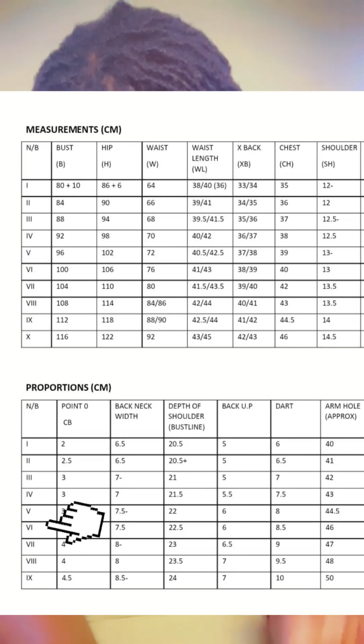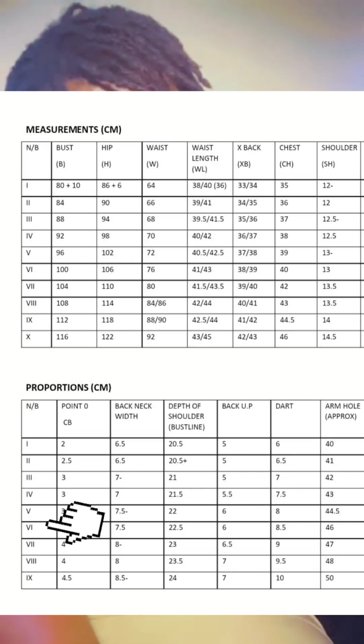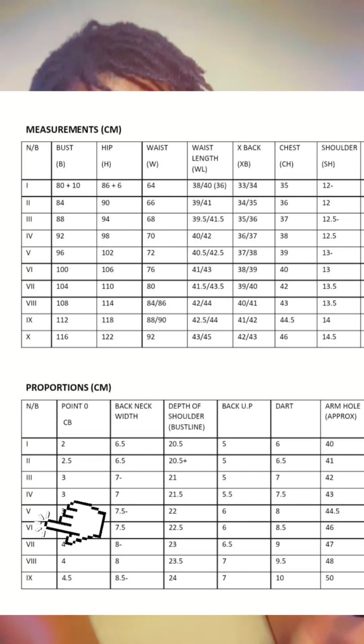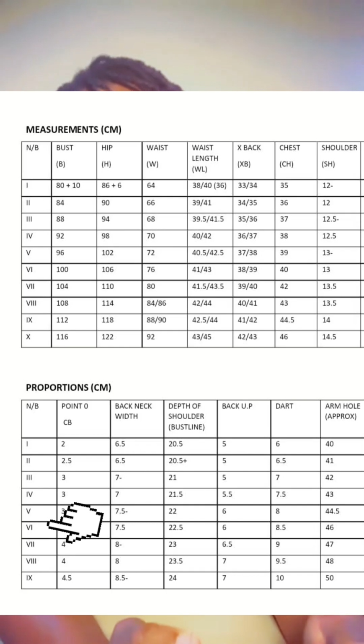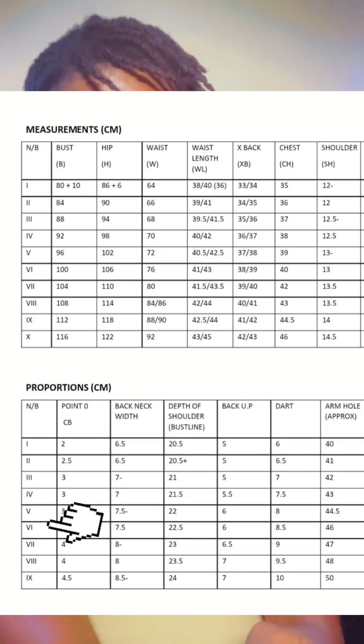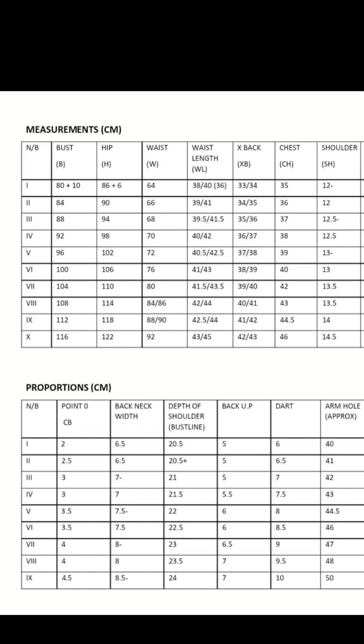So 101.5. Here I'm seeing 104. There is 100 and there is 104. 104 is quite a little bit far from 101, so you'd rather go with 100, right? So in 100, the proportion table for bust 100 centimeters is 3.5. Back neck width, that's 7.5. Depth of shoulder, that's bust line, that's 22.5. Back UP, that's 6. That's 8.5. And how do you get this?